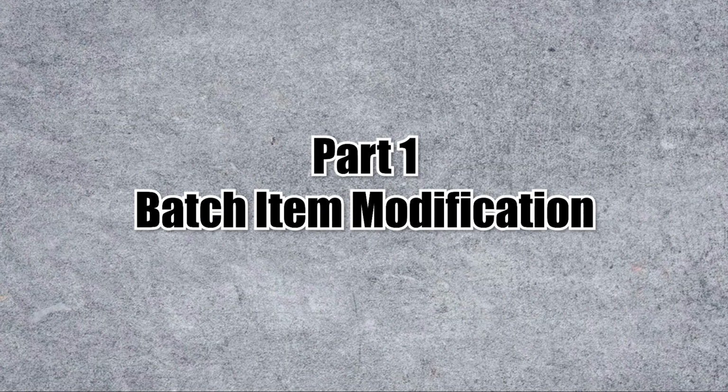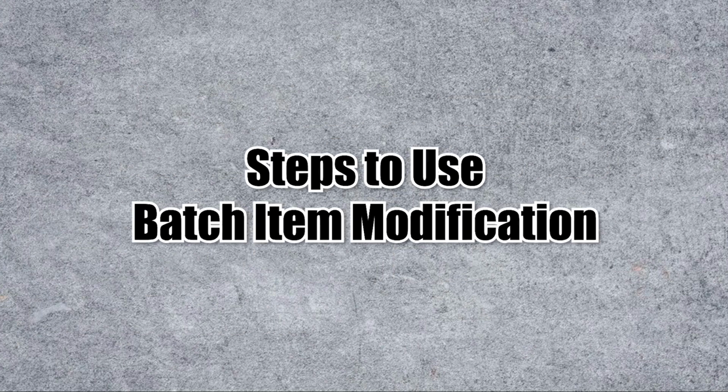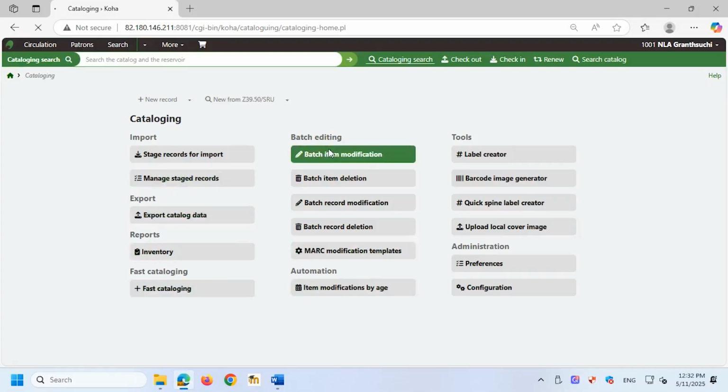Part 1. Batch item modification. Need to update locations or call numbers for hundreds of items? Instead of manual edits, use batch item modification. Steps to use batch item modification. Click on batch item modification.